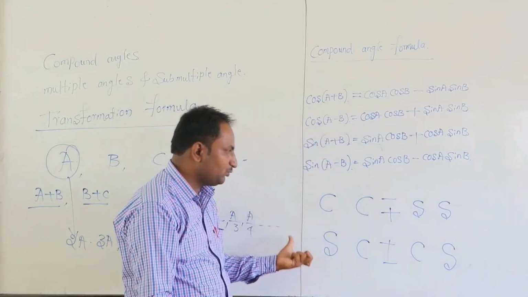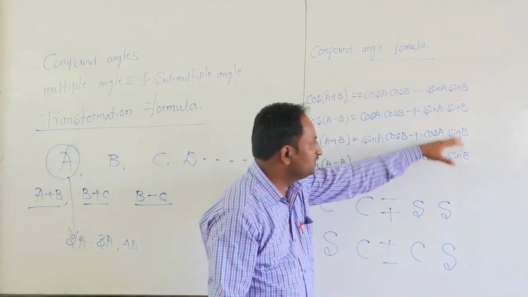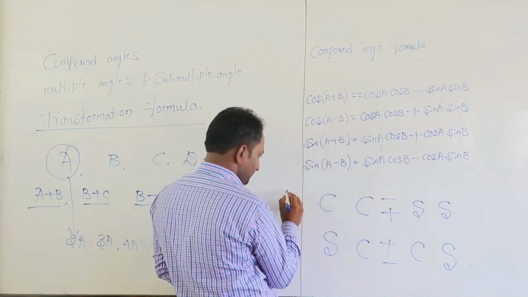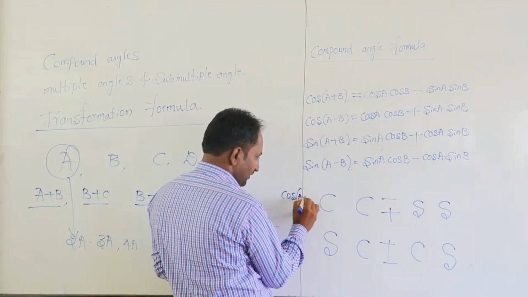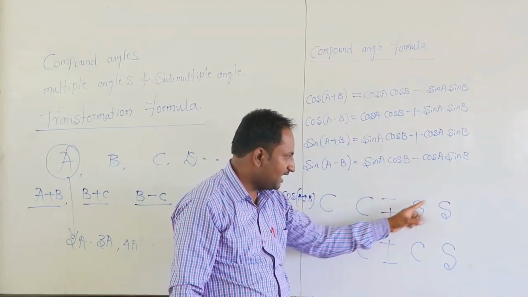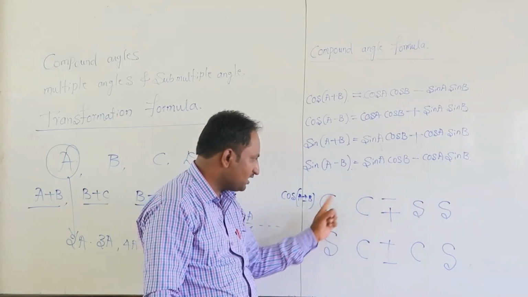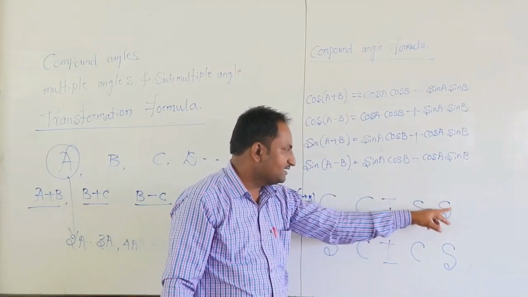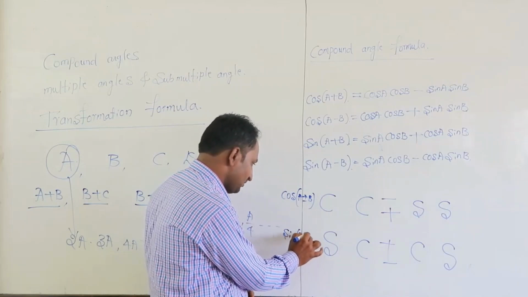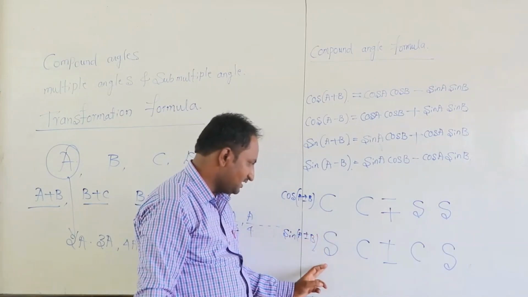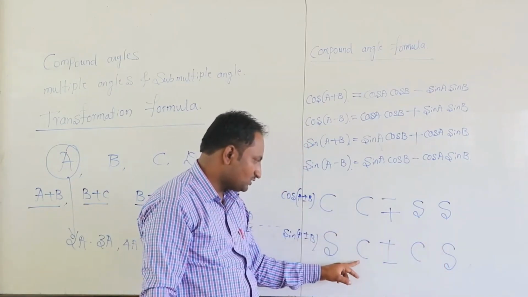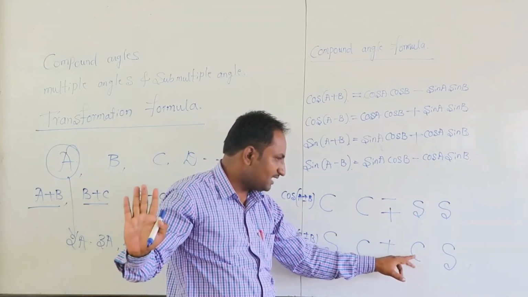Here this small story is indicated. Remember these formulas: cos of a plus or minus b is cos a cos b minus sin a sin b, cos a cos b plus sin a sin b. And this represents sin of a plus or minus b, that is sin a cos b plus cos a sin b, sin a cos b minus cos a sin b.